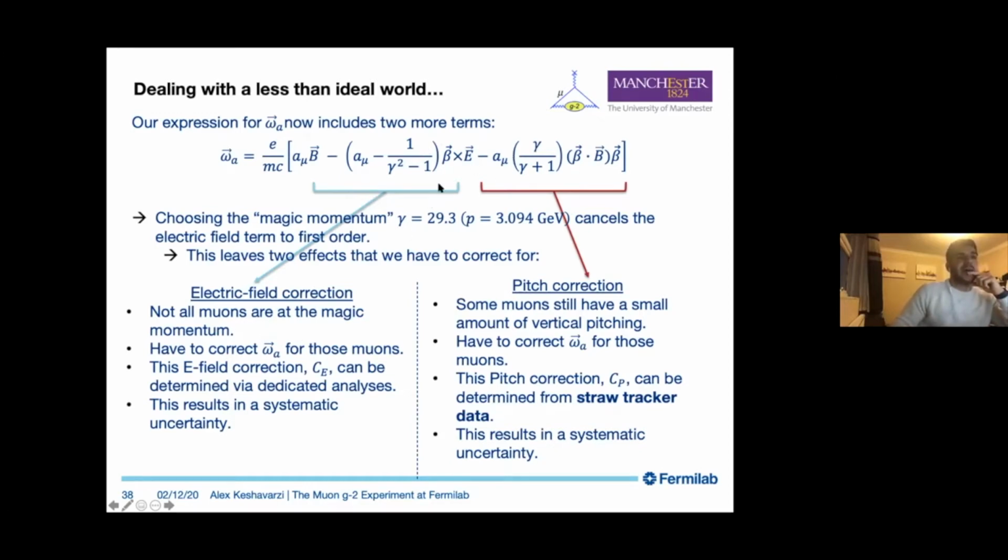And then the dot product of the velocity with the magnetic field here leads to a pitch correction, where some of the muons still want to pitch upwards slightly. And so we have to correct for that too. This is just an example to show you that these effects lead to systematics that we need to know very well. They change the beam dynamics in the ring, and so we need to be able to understand those to make sure that we understand our value for the spin precession frequency to high enough precision.